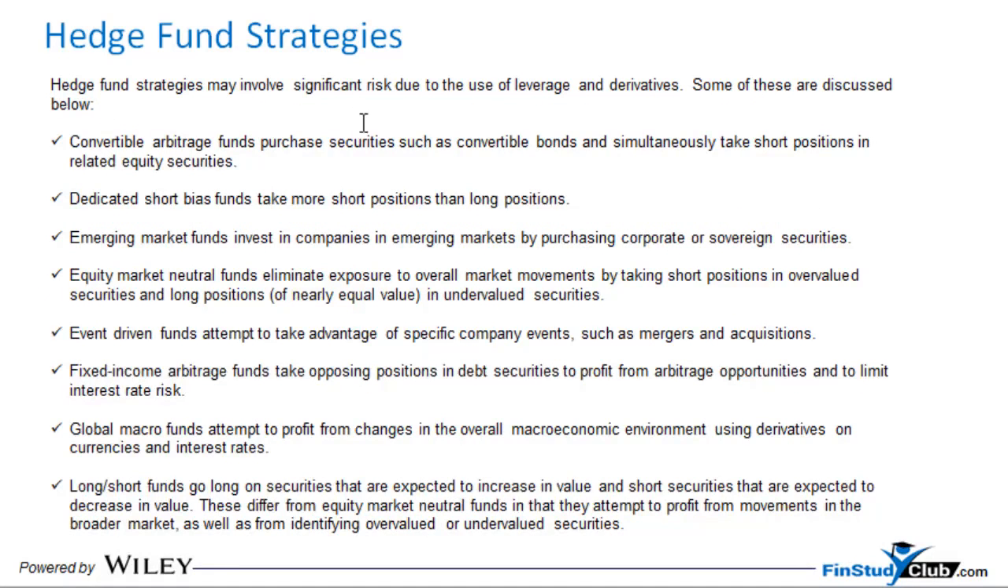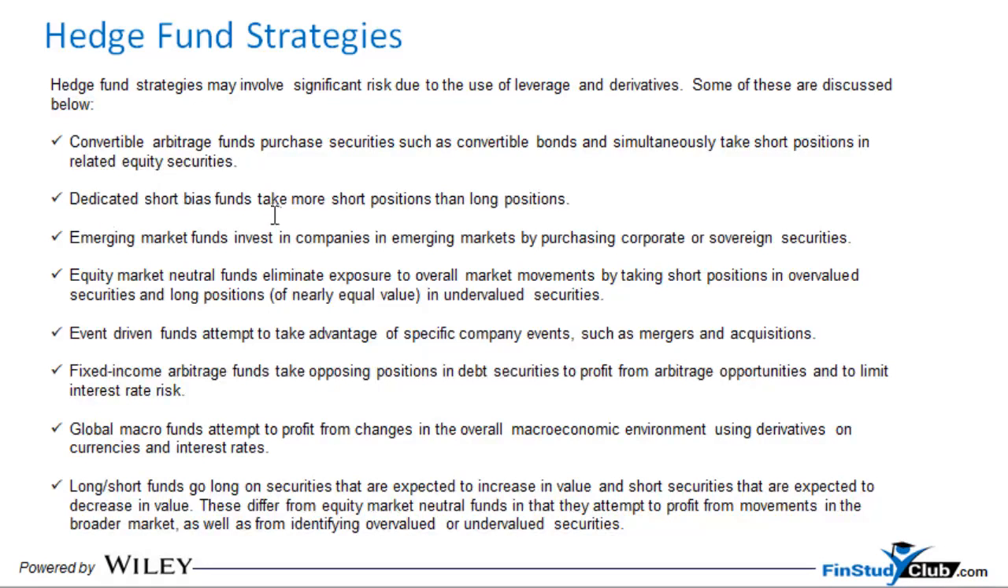So what are the strategies around which hedge funds are built? Now, hedge fund strategies may involve significant risk due to the use of leverage and derivatives. Some of these are convertible arbitrage funds, where securities such as convertible bonds are purchased and simultaneously the fund takes a short position in related equity securities. So basically, trying to create an arbitrage between the value of the convertible bond and the value of the equity stock. Implied here is that convertible bonds could be undervalued vis-a-vis the price of the equity stocks, and hence one could take a long position in convertible bonds and a short position in the concerned equity stock.